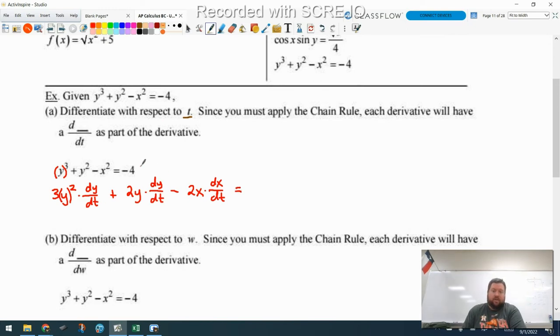Okay, and then the last one is a constant. Derivative of a constant is 0. And again, technically we are multiplying by d something over dt, but since we're multiplying by 0, it's just going to be 0. So we just put equals 0 there. All right, this is it. This is the implicit derivative of that equation with respect to t.